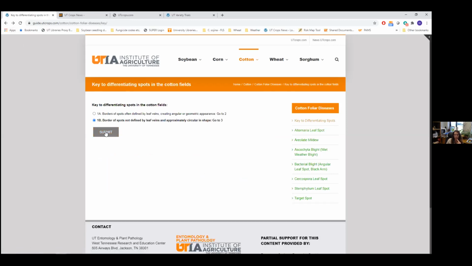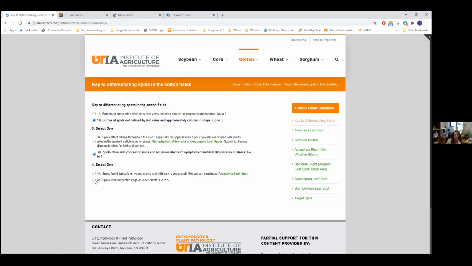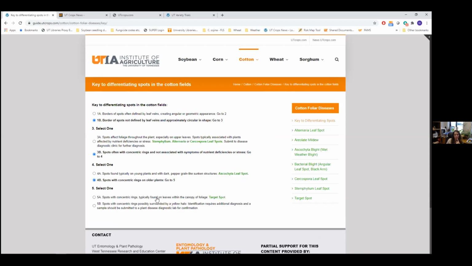If we go back, if you still are just seeing the spots with concentric rings on older plants and you're finding it on the leaves in the lower canopy, then you're looking at target spot. If you're finding these lesions with concentric rings surrounded by a halo, it says additional information is required for additional diagnosis, because we have seen bacterial blight have a very similar appearance to target spot, but it can be throughout the foliage as well as on a turn row.